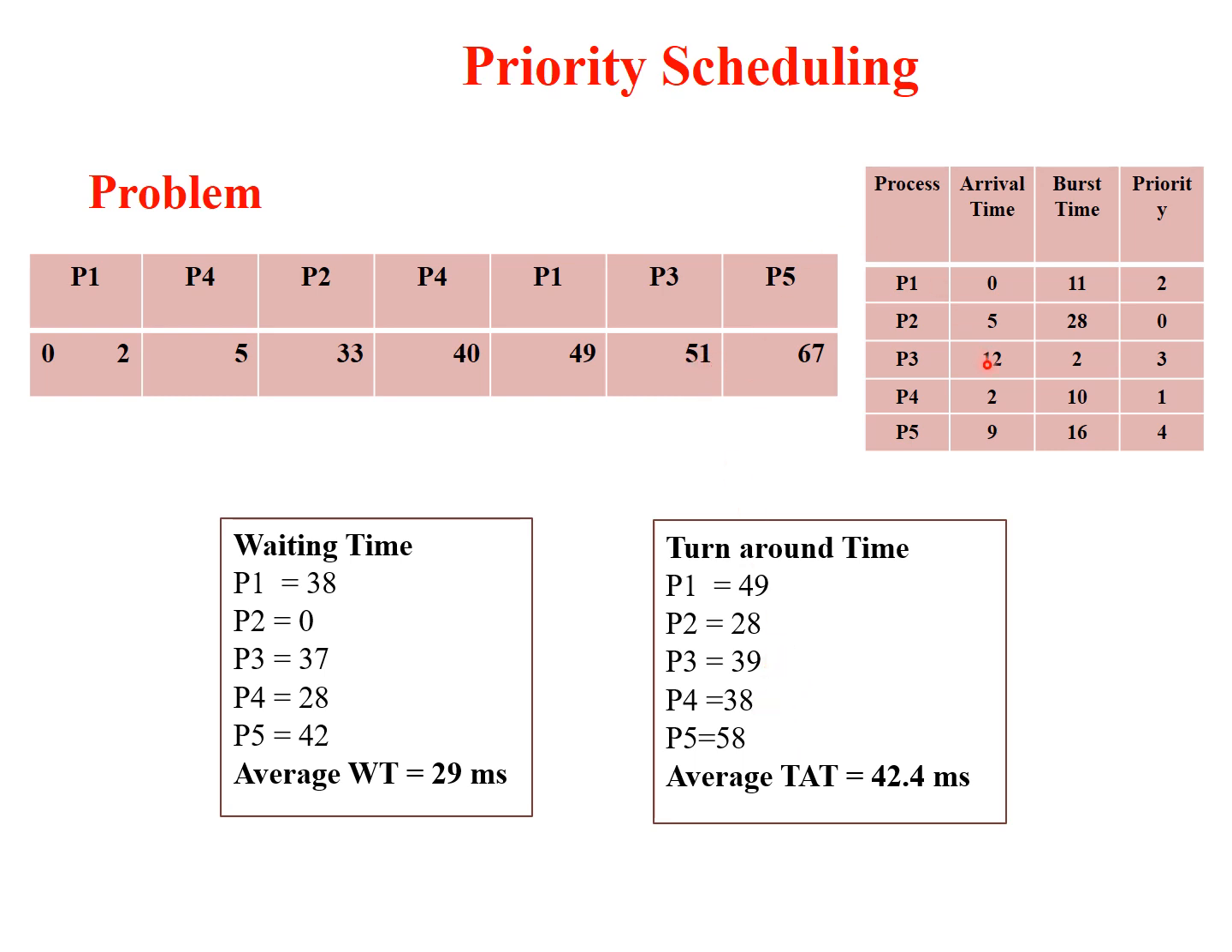P4's arrival time is 2, the completion time is 40, and the turnaround time is 38. P5's arrival time is 9, and the completion time is 67, so the turnaround time is 58. So the average turnaround time is 42.4 milliseconds.